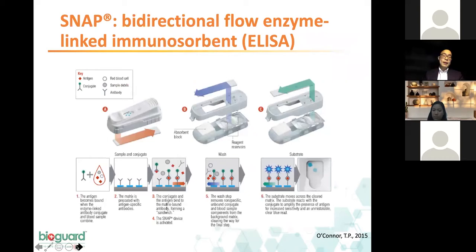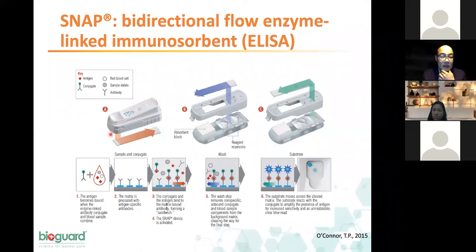Another, I would say, commercially available platform of the point of care test is the SNAP test, which is slightly different from the lateral flow immunochromatography. SNAP test is a true ELISA, a bidirectional flow enzyme-linked immunosorbent assay. So the principle of SNAP test is ELISA. That means there must be some enzymatic activity to amplify the signal of the test.